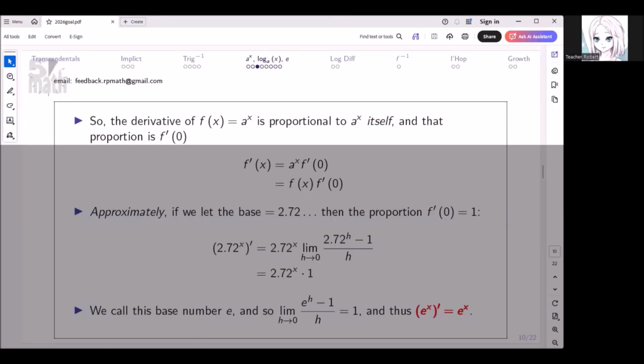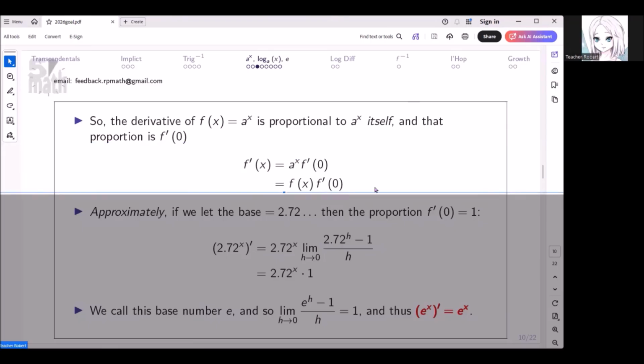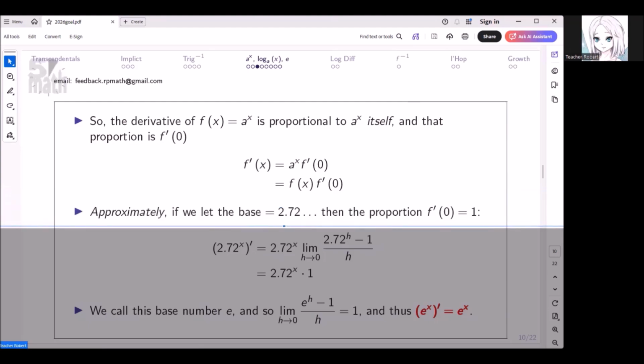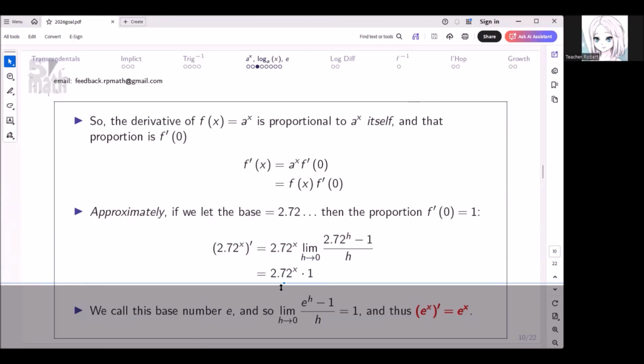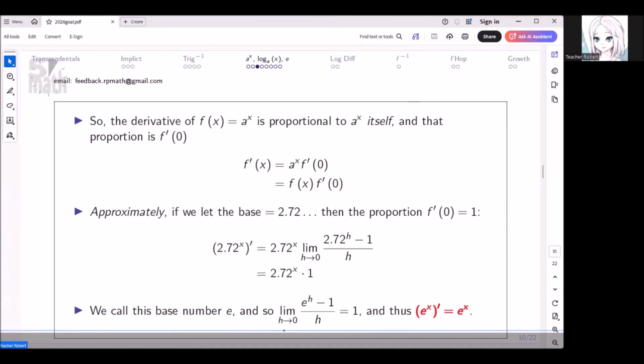So, the derivative of f of x equals a to the x is proportional to a to the x itself, and that proportion is f prime of 0. We have the following. Approximately, if we let the base equal 2.72 and so on, then the proportion f prime of 0 is 1. And we have the following. We call this base number e, and so the limit as h approaches 0 of (e to the h minus 1) over h equals 1, and thus the derivative of e to the x equals e to the x.